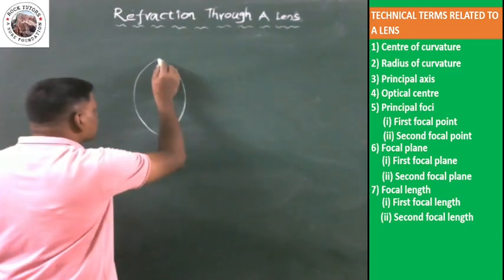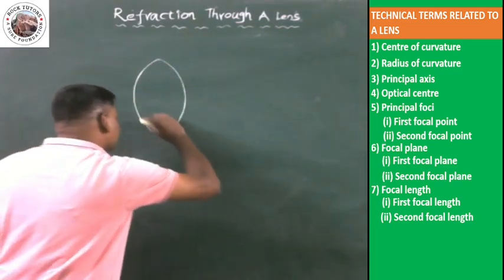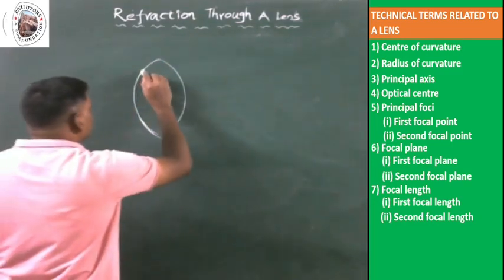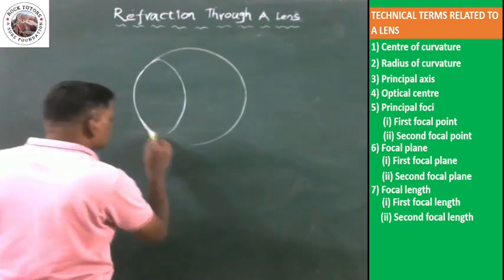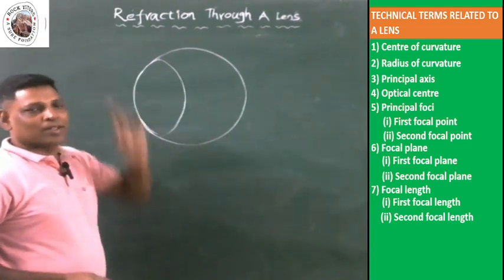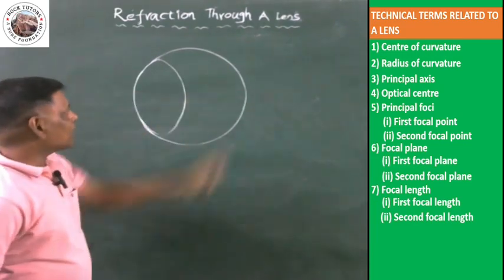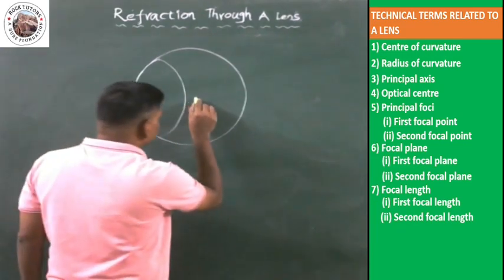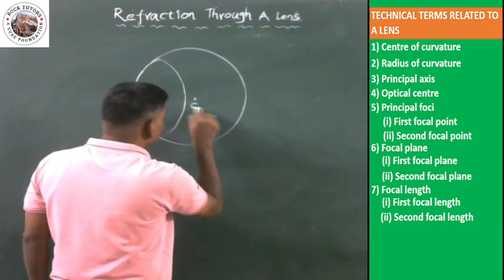This surface is a part of the sphere. This sphere has a center and it is C1.